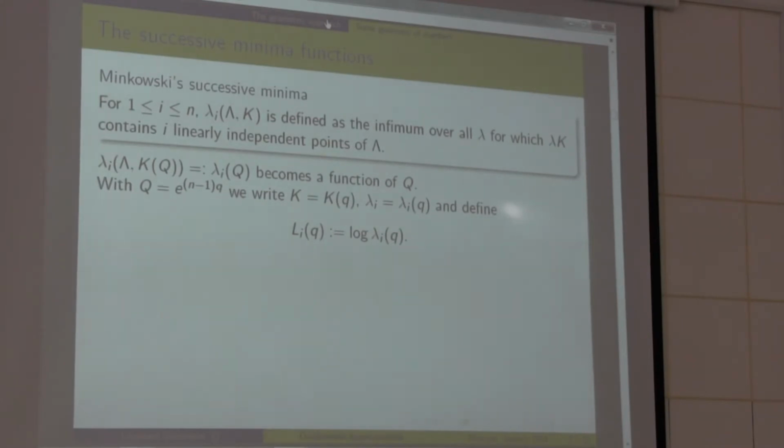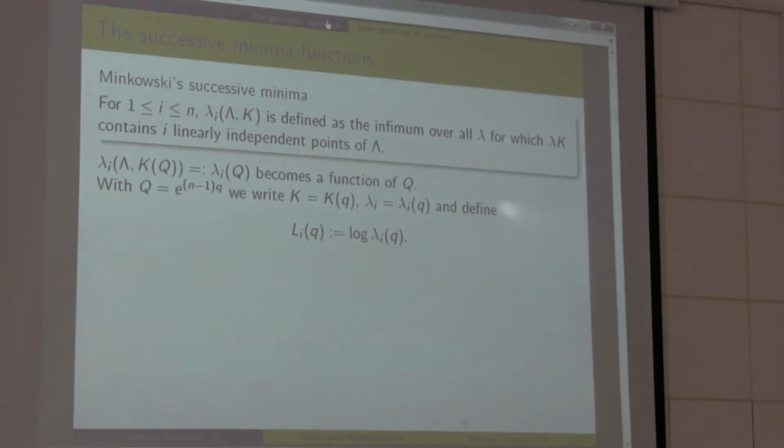Just for convenience, we switch the parameter capital Q to e to the (n minus 1) q, and the minimum function lambda i of q. So these are the functions that we're going to study, or rather their logarithm. And so L sub i, the logarithm of lambda i of q, are the functions that we're going to be interested in for the remainder of the talk.